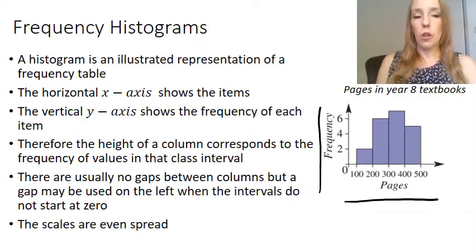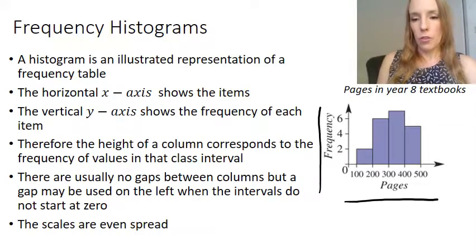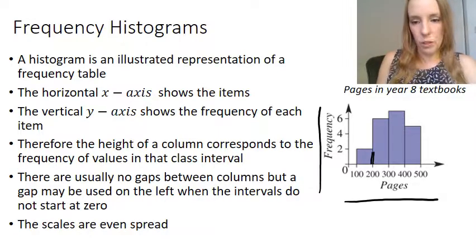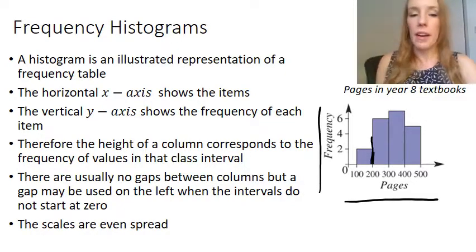Therefore the height of those columns in the graph corresponds to the frequency of values in that class interval. So the frequency that these books have 100 to 200 pages, 200 to 300 pages, 300 to 400 pages, or 400 to 500 pages. There's usually no gaps between the columns, so you can see that they're all wedged up next to each other. That's because on the real edge of this column here, say we'd have 199 pages, and right here we'd have 201 pages. So they're all flowing together, and that borderline there is obviously 200 coming up the middle. So there's no gap between the values, so there's no gaps between our columns.